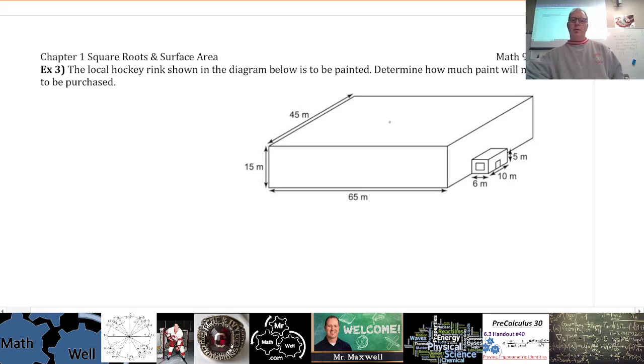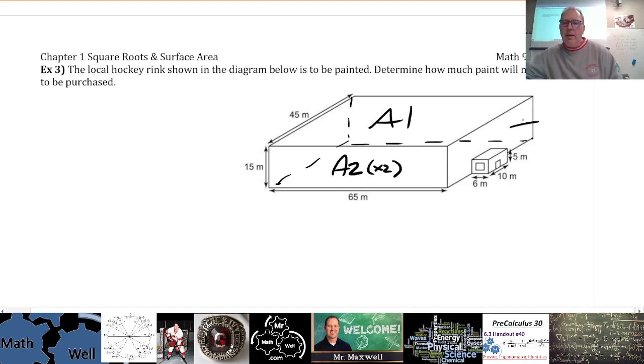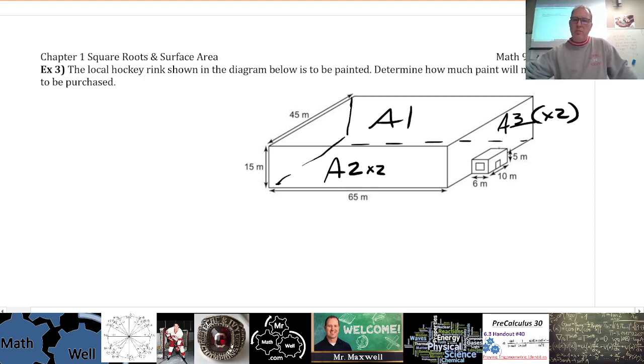Okay, so let's label this area 1, area 2, and we're going to go area 2 times 2, because we have the front and the back that are the same. I'll draw some dotted lines. Area 3 is this side, so we'll do that one times 2 as well for the back side. Then we have to focus on the little porch where everybody comes in. So we're going to have area 4, area 5, and area 6. The back side is going to be the same as area 4, so we go area 4 times 2.